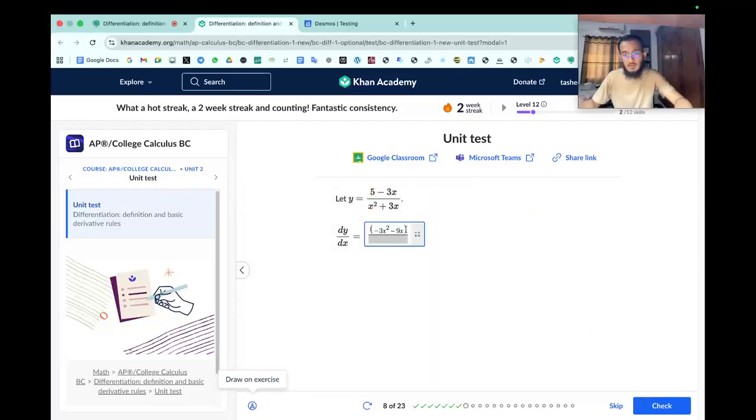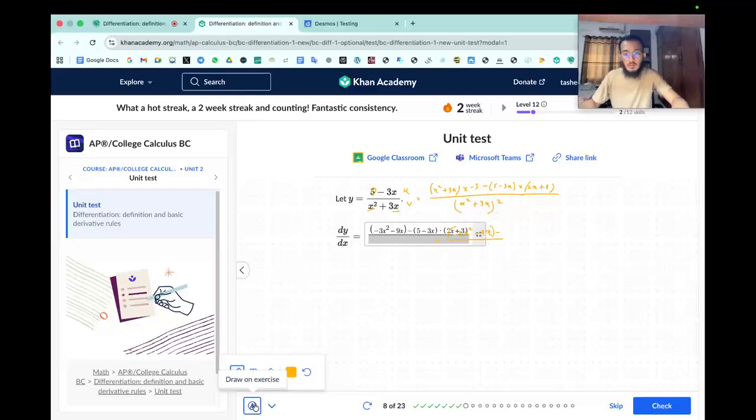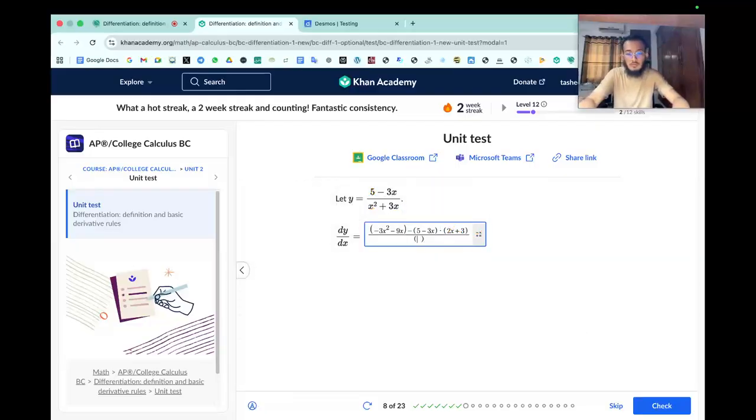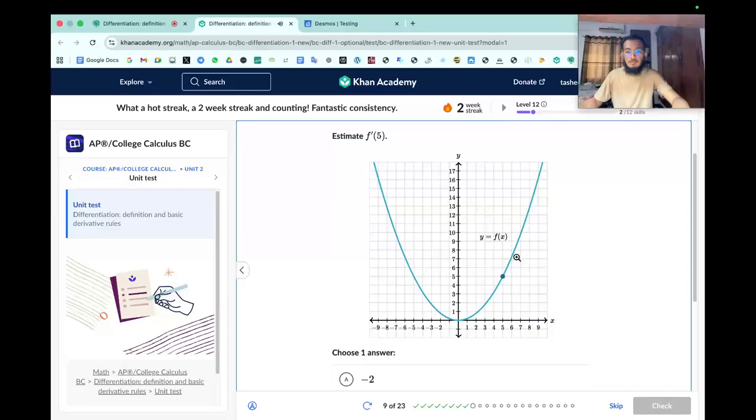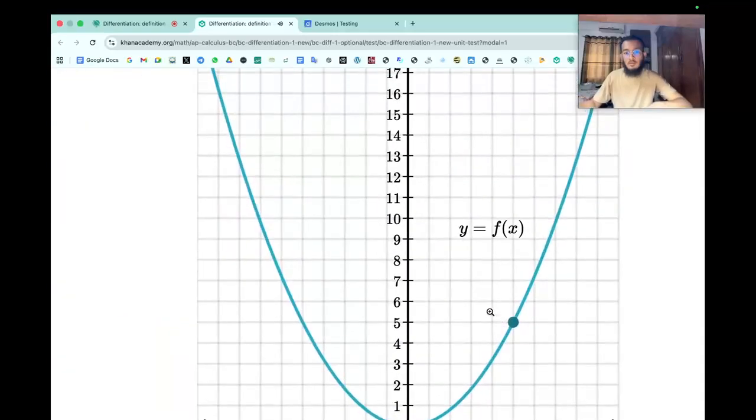subtraction with 2 multiplication. 5 minus 3x, 2x plus 3. In the denominator, x squared plus 3x squared. There we go.